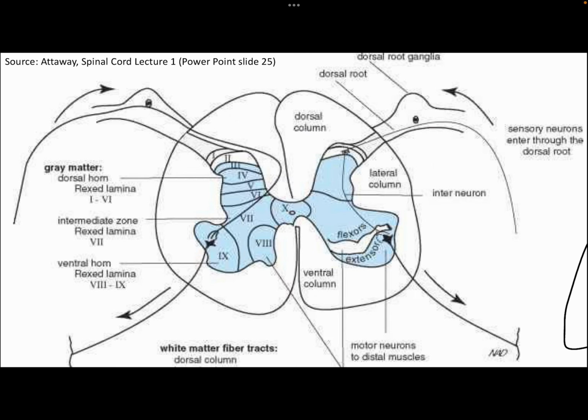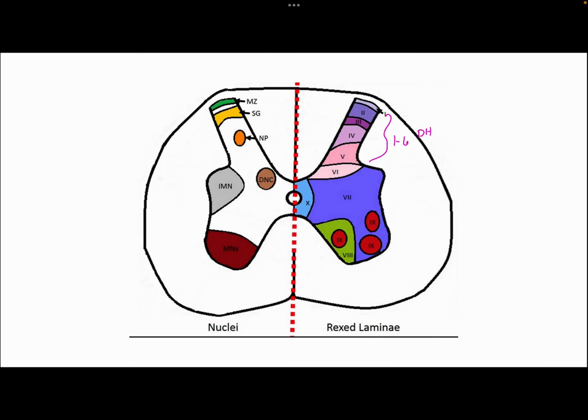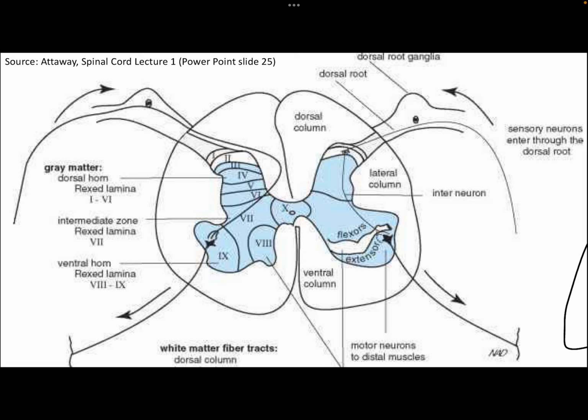of each lamina. So laminae 1 through 6 make up the entirety of the dorsal horn and the nuclei. That will be the marginal zone, substantia gelatinosa, nucleus proprius here in green, yellow, and orange. And so you can see 1 through 6 all in purple and pink right there. So lamina 1 is the very tip, receiving noxious pain, damage, or stimuli. That can be mechanical, chemical, or thermal.